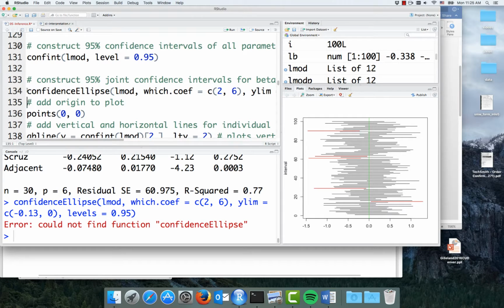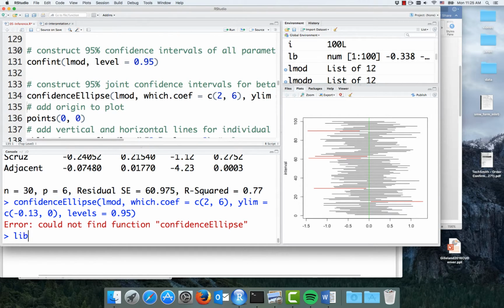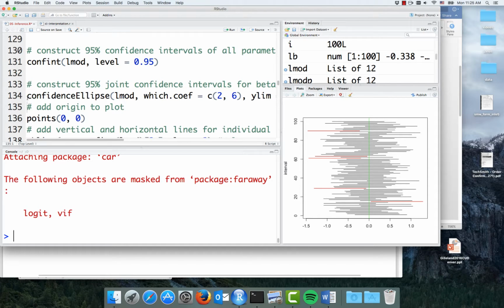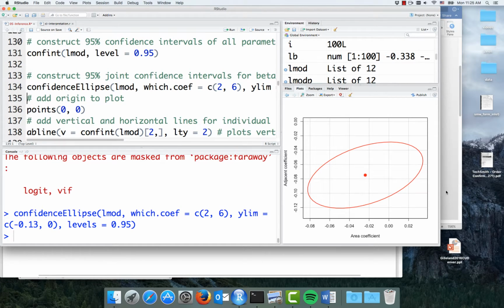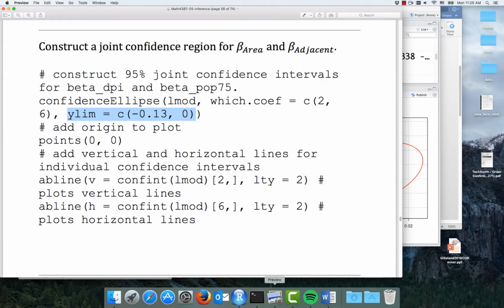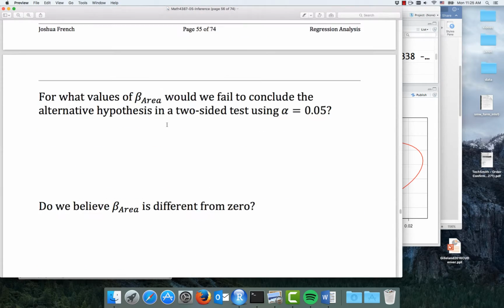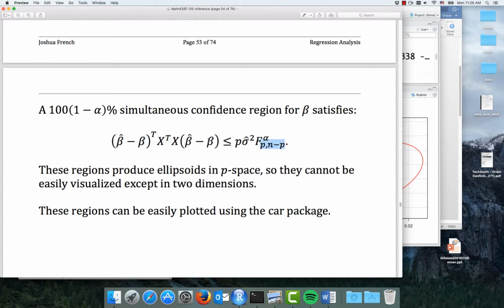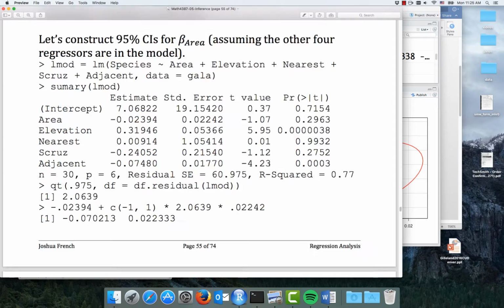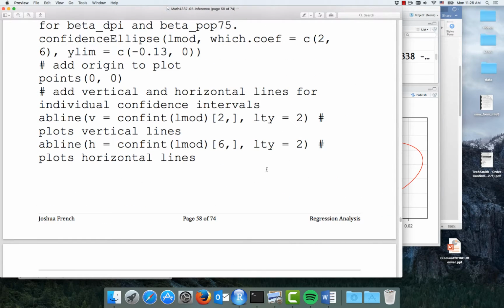So I run that function, so I need to load the car package. I haven't done that yet. So I load the car package and I run the confidence ellipse function, and there is my joint confidence region. So this is the center point of my confidence region. If you actually compare this to the estimated values of area and adjacent, you'll see that this is just the estimated values of each. And then we use that inequality given right here to derive what the ellipse should be, what the relationship is between those 2 parameters and that inequality.